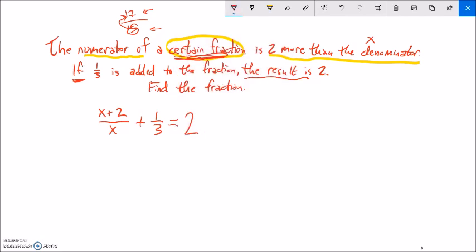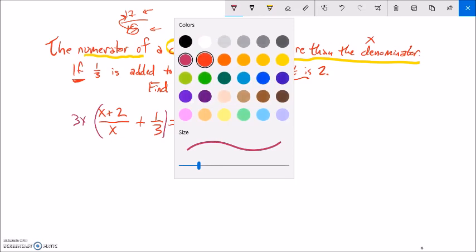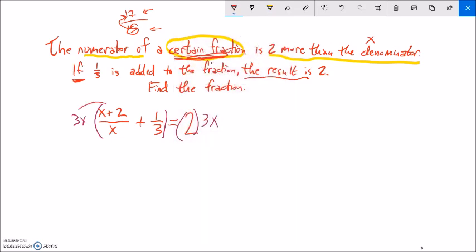So now, in order to solve this, I'm going to find a common denominator and multiply both sides by that common denominator to eliminate all my denominators. So this is going to get distributed into here and here. When I multiply by this one, the x's cancel out. So I have 3 times x plus 2. And now when I take that 3x and multiply it by a third, the 3's cancel out. So that leaves me 1 times x, just an x. And on the right-hand side, that's just a 6x.